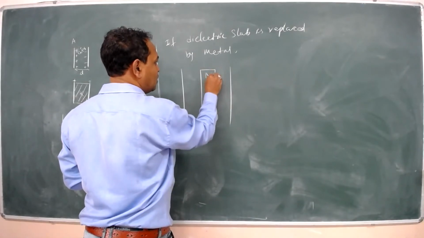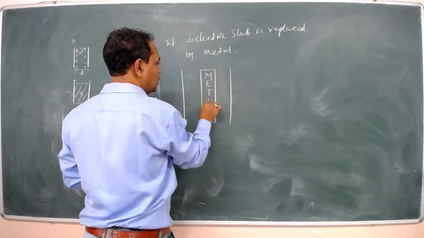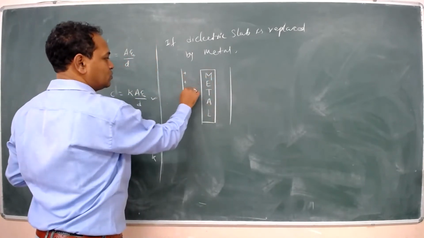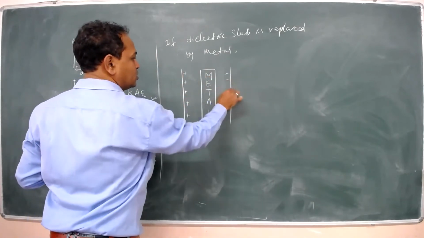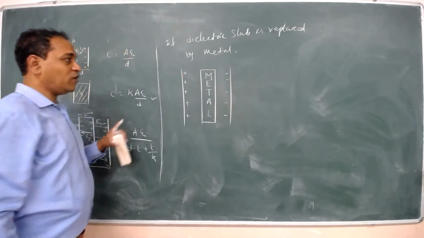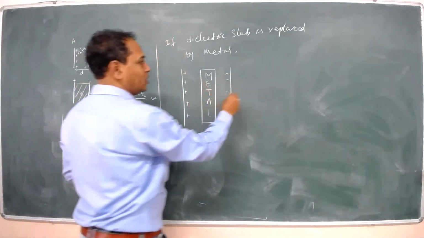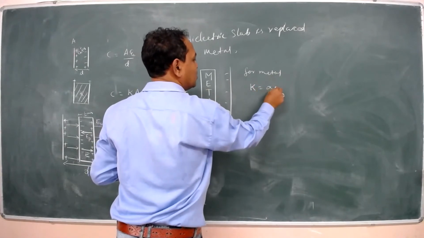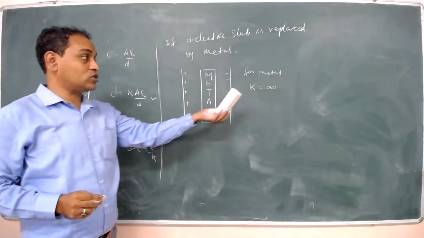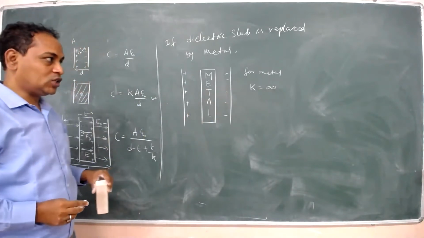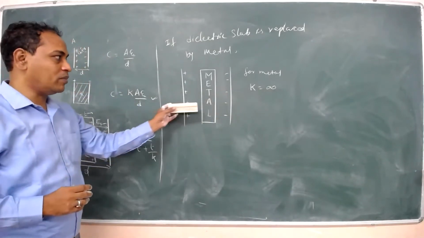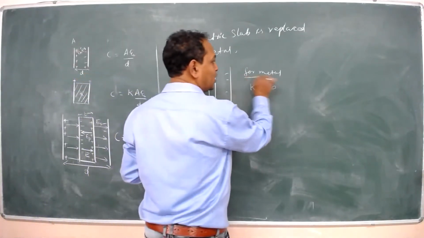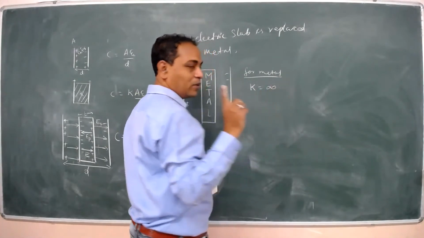Suppose I am taking it as a metal. Suppose this is a metal I have placed. Say this is positive, say this is negative. So if I take a metal, keep in mind that for metal, the dielectric constant is infinity. The dielectric constant will be infinity for metals, whereas for air it is 1.